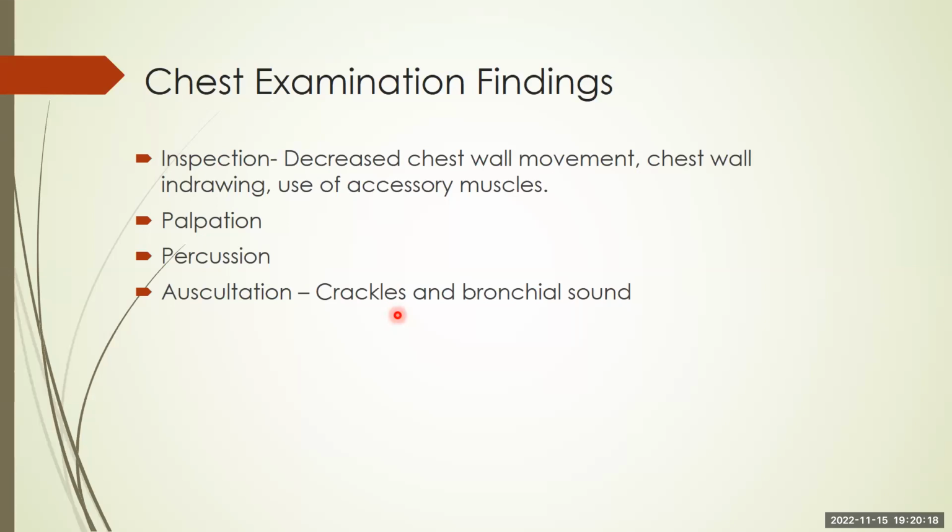And in this case, it is on the side of the lung that is affected. For example, if the right lung is affected, you will see decreased chest wall movement on the right side of the chest, where there is the lesion. Then there's also chest wall indrawing.